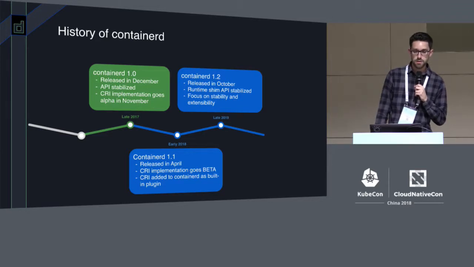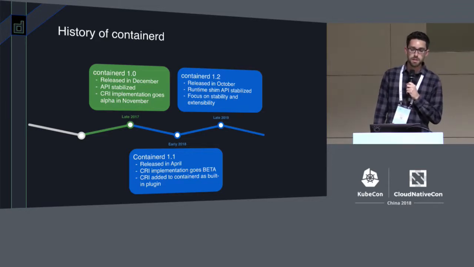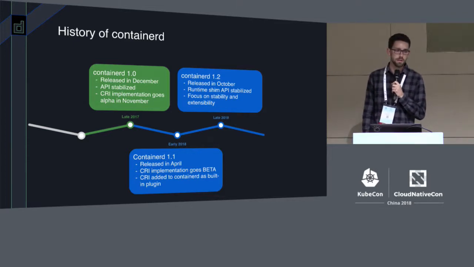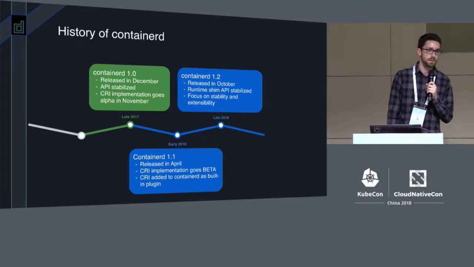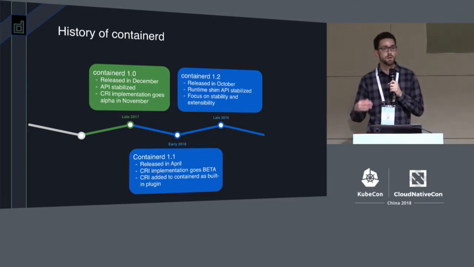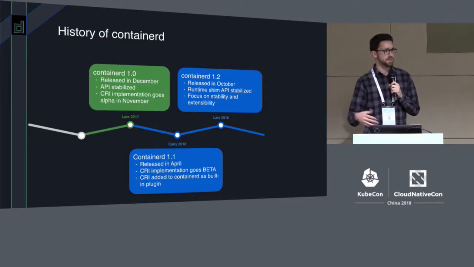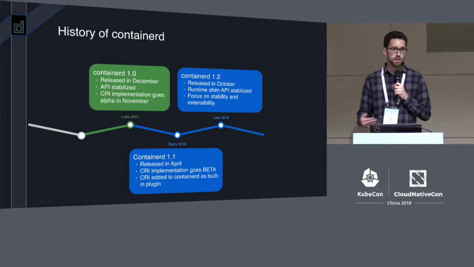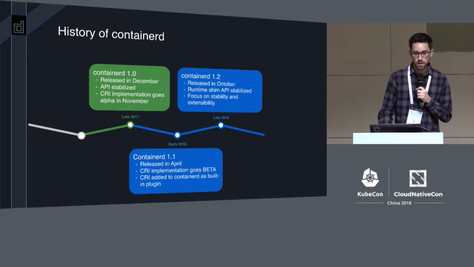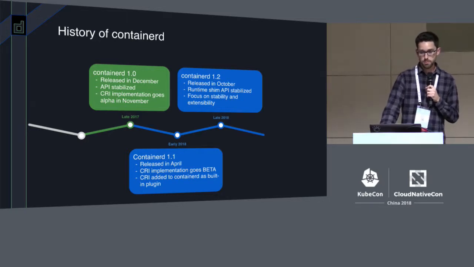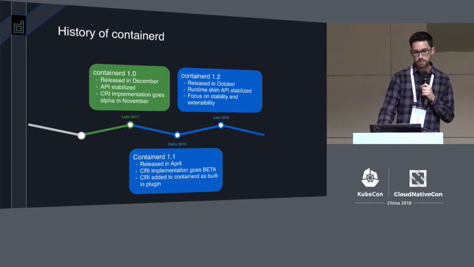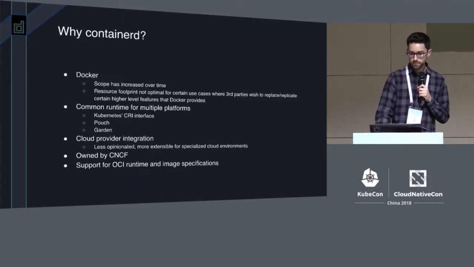And then just last month, we released Containerd 1.2. The biggest feature was we stabilized the container runtime shim API. So the runtime shim API allows for different runtimes such as Kata containers or gVisor to be integrated more easily in Containerd. And going forward, those implementations should be able to be used on newer versions of Containerd as well. And then the other changes were primarily just focused on stability and making Containerd more extensible.